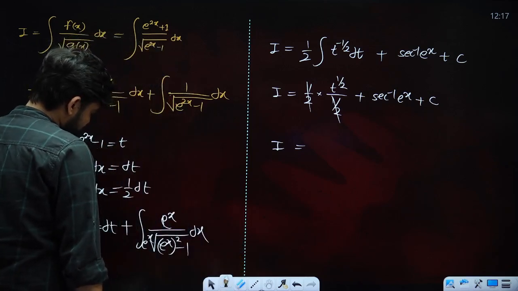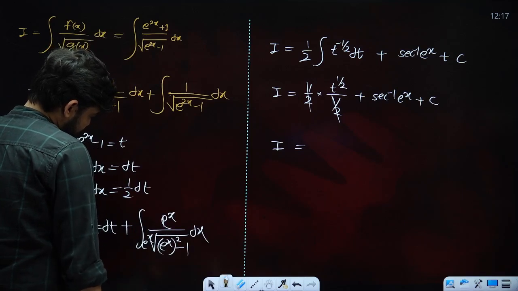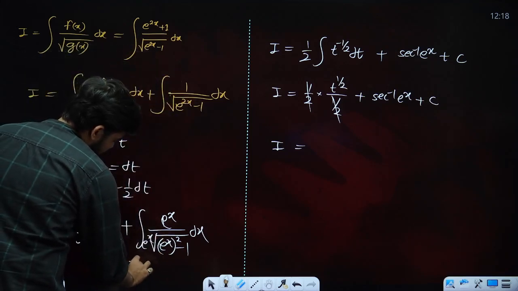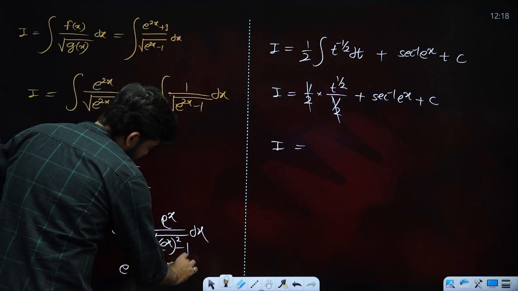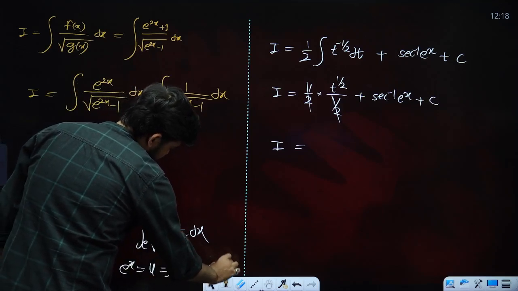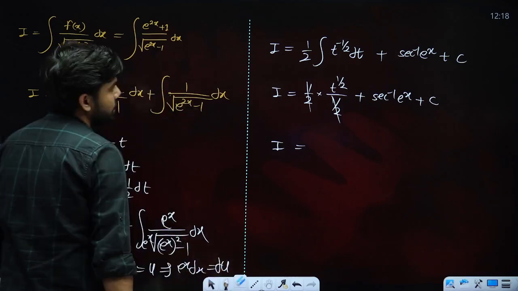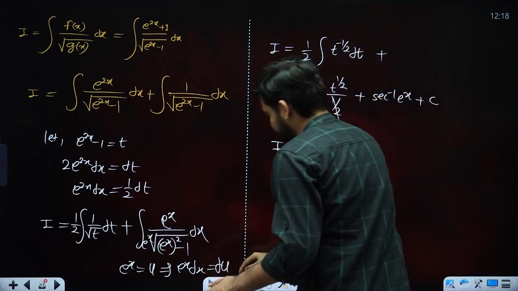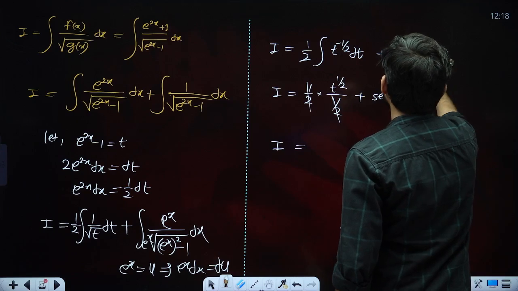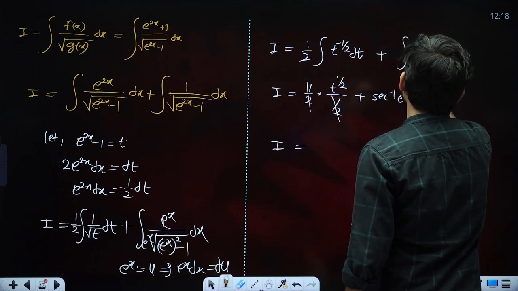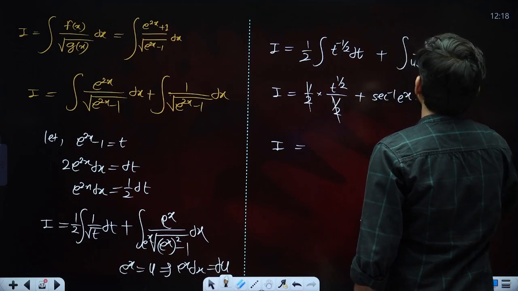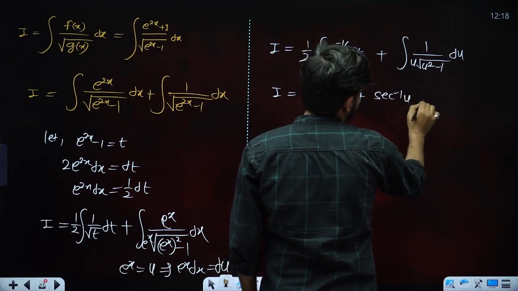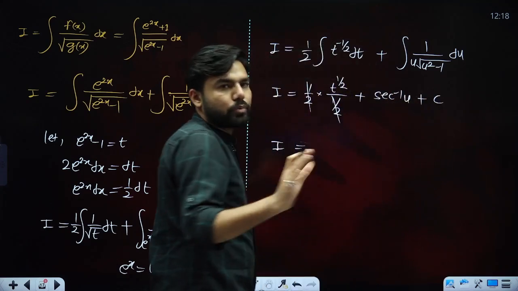Because here we have taken e raised to x equals u, so e raised to x dx is equal to du, correct? If you are not able to understand this, I can write it in this form also: 1 upon u into under root u square minus 1 du. That's how we can write it. After that we'll get sec inverse u plus c. Now I hope you understand this.